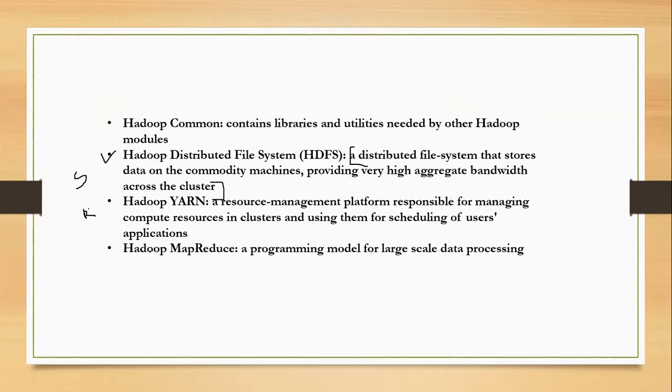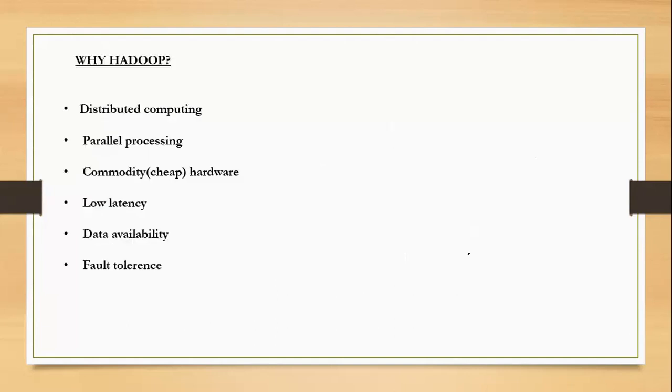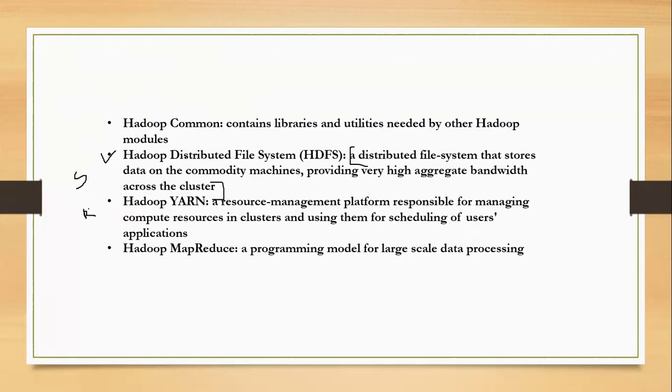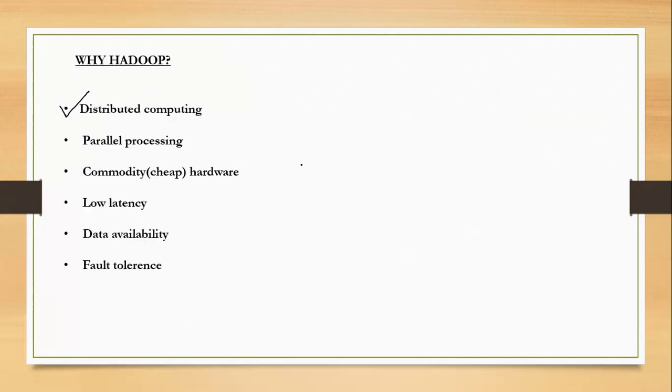Now, another thing we do have is MapReduce, which is a programming model for large scale processing of the data. It means you can write a Java program to process things in Hadoop as well. Now, why are we using Hadoop? Basic distributed computing. It means the data is being distributed, and when we are working with distributed data, our performance is ultimately improved.